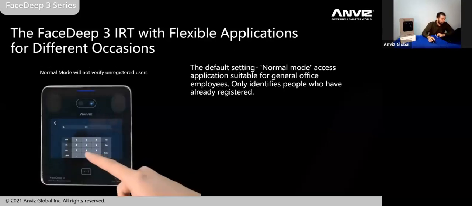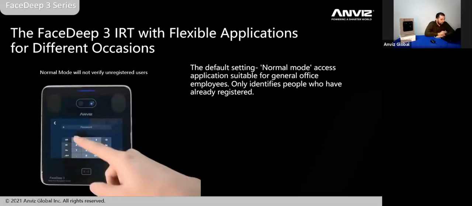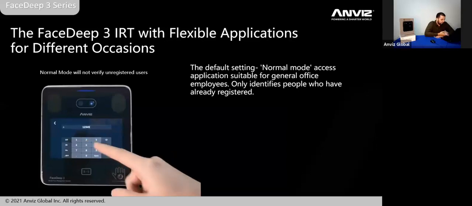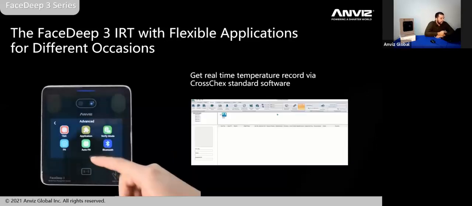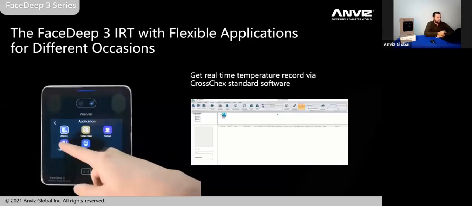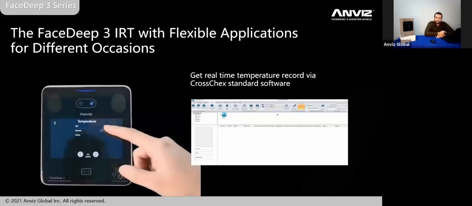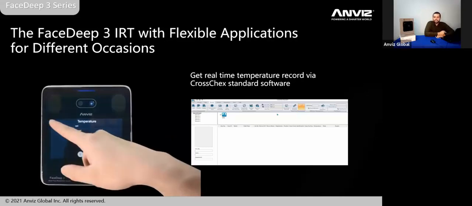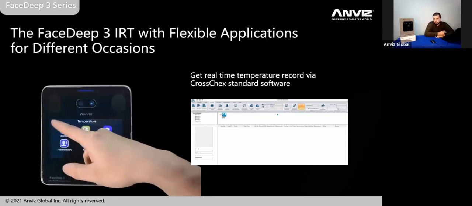So here we have a video where the installer, for example, gets access to the device menu with the credentials, and in the advanced part, in application, there is the thermometry button. This is where we can set the device as a normal mode or as a visitor mode.